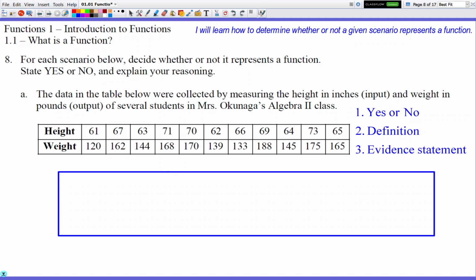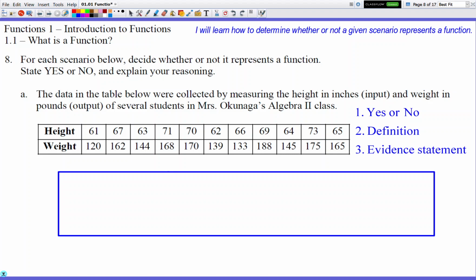So let's look at our data. Let's look at all our x values. Do I see only one of each x value? Do I see another 61 in this entire row, or another 67, or another 63, or another 71, or another 70, or another 62? Do I see any x values repeat? Because if I have x values that repeat, then I look at the y values, and if they're different numbers, then I don't have a function. So the first thing you want to look at when you approach a table of values is, does any x value repeat? Is there any repeat of any of these x values?